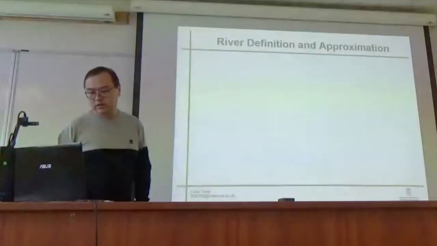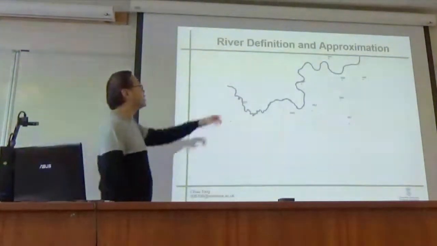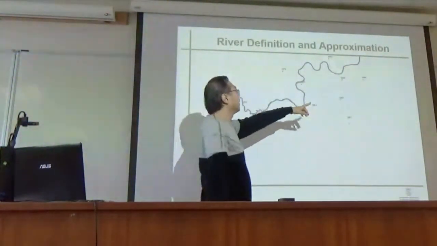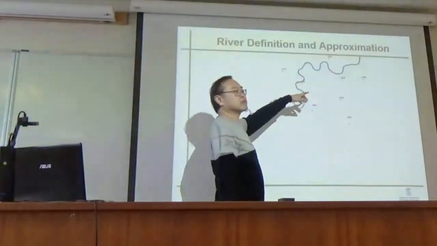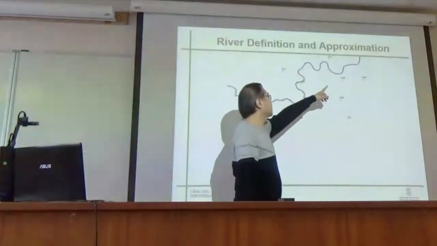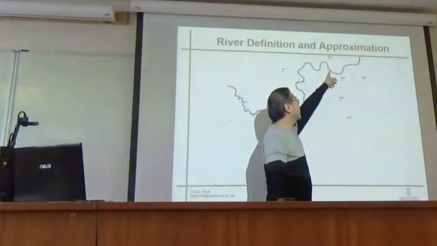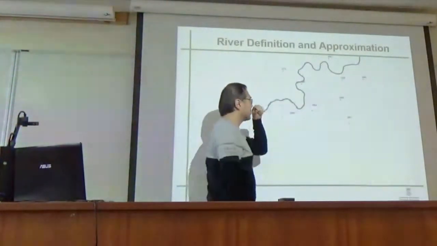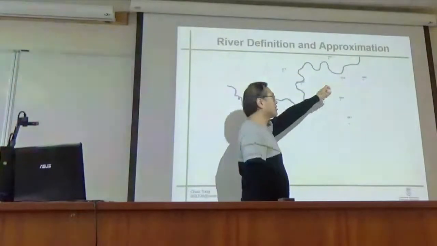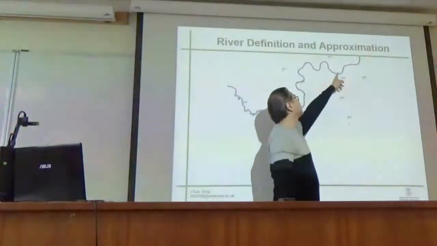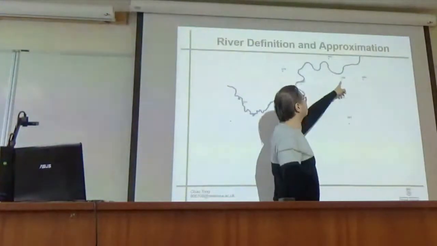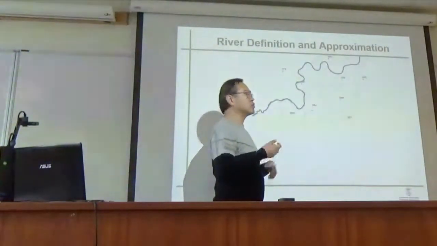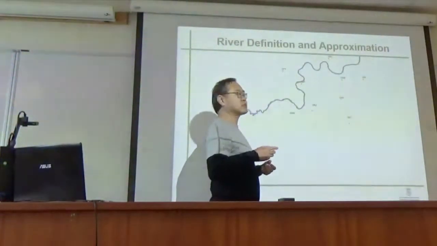So here's the description of how we do the river definition and our approximation. Here is a part of the Thames River. And you can see the river sometimes flows on the boundary of two regions, and sometimes flows just inside one region. So we use a parallel node on both sides of the river. In that case, we're using the GeoHC and GeoX as parallel nodes on both sides of the river to define one small segment of the river.